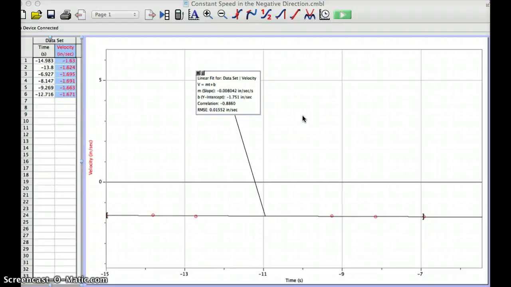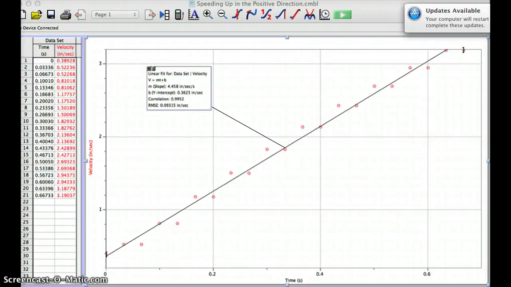And this is the graph of the constant speed in the negative direction. Our y-intercept here is negative 1.75 inches per second, which means that at time equals 0, that's where the fan cart was. Our slope is almost 0, which means that it is accelerating at a rate of 0, constant velocity. And our equation is 0 times t minus 1.75 inches per second.